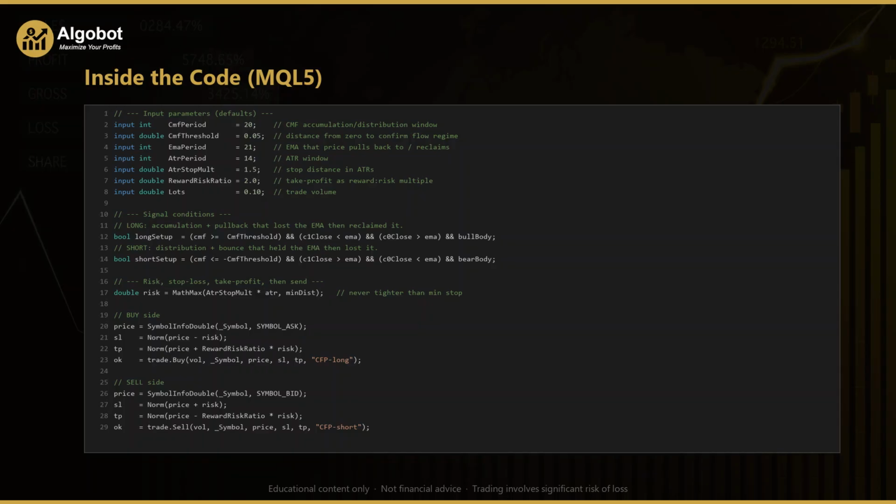Below those are the average true range period of 14, the stop multiplier of 1.5, and the reward to risk ratio of 2, along with the default trade volume. Now look at the two signal lines.